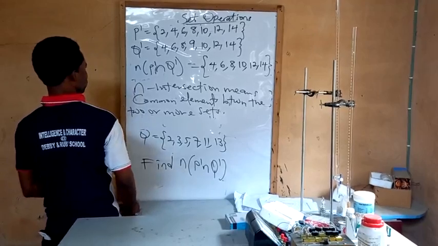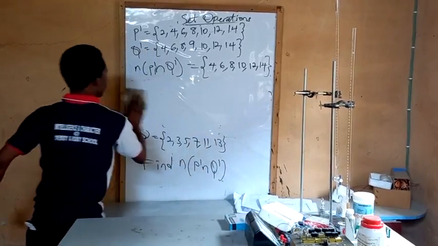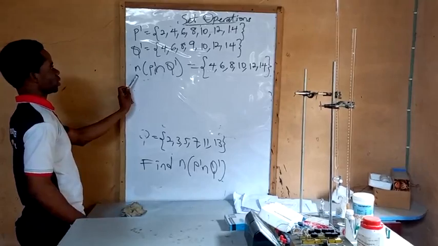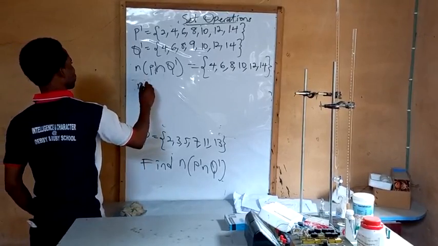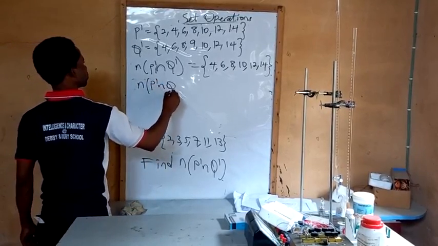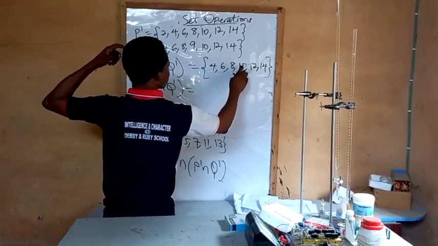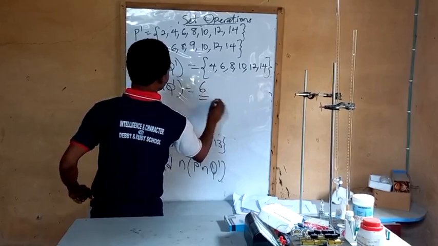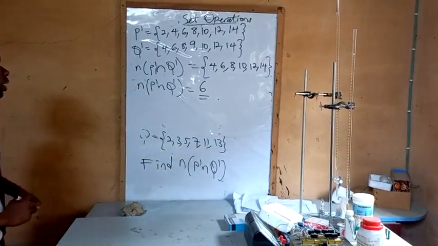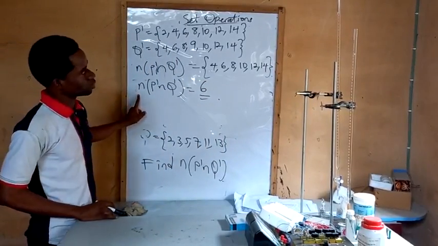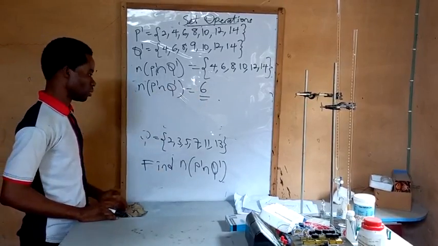But they said you should find the number, they put this in front. That means the number of P prime intersection Q prime. So you count the elements: 1, 2, 3, 4, 5, 6. That is the meaning of this, the number of the elements.